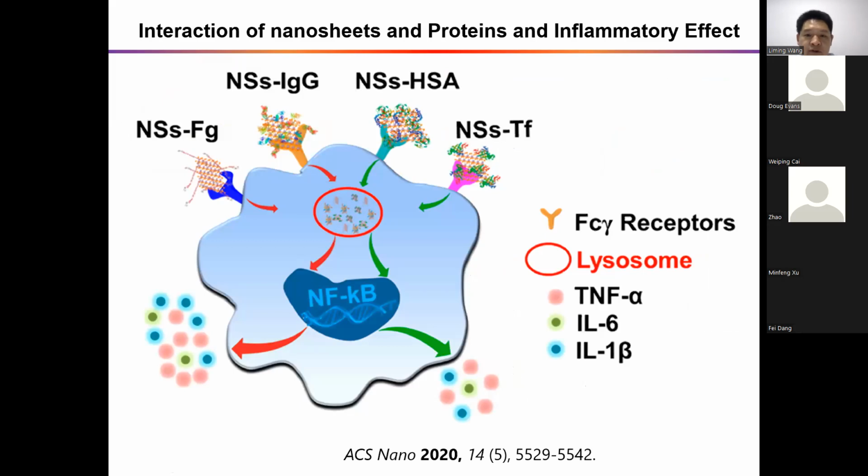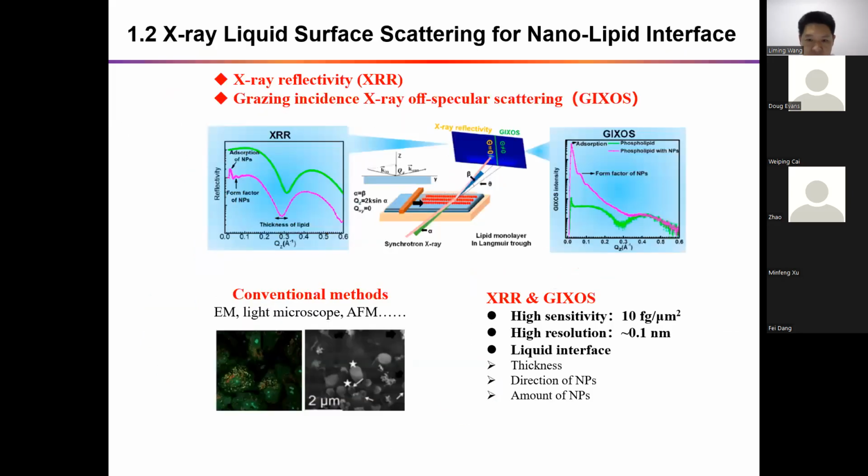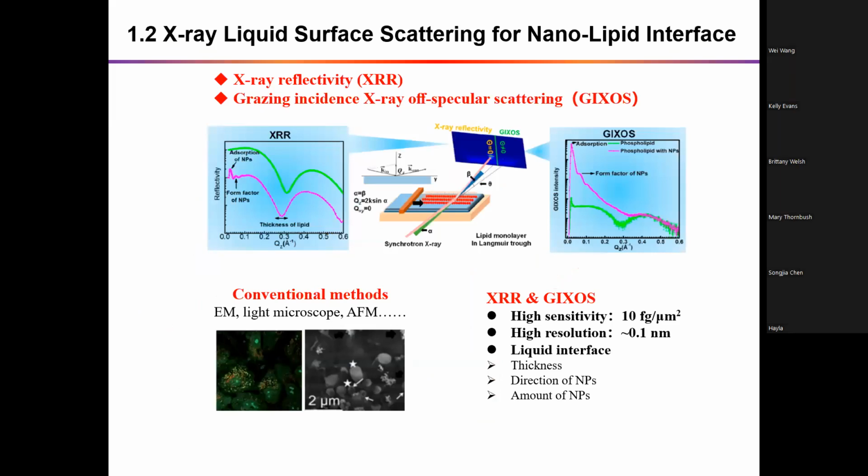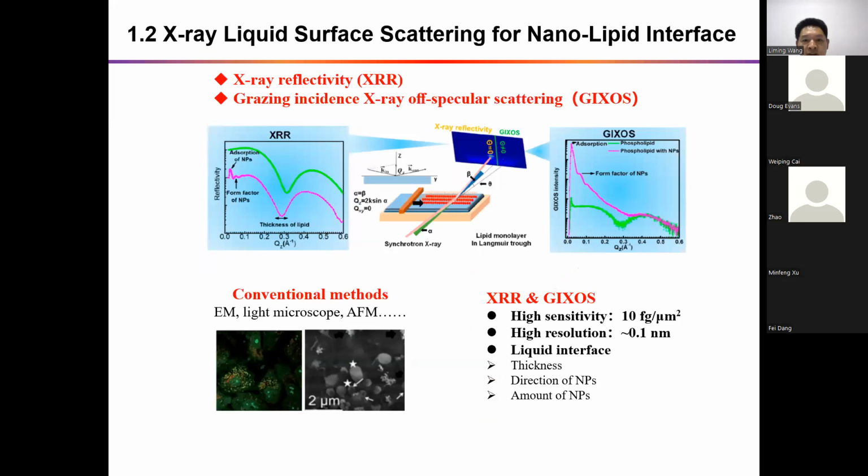Based on the structure, we can conclude how nanomaterials trigger inflammation. So the structure is very important to show the mechanism. Next, we use liquid surface scattering to study how nanomaterials interact with lipids.